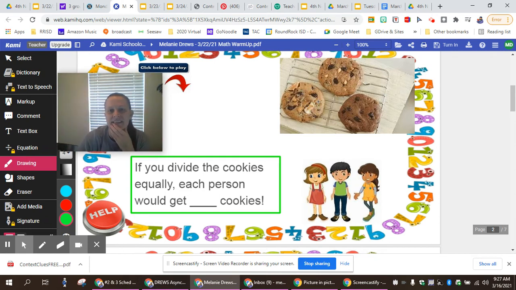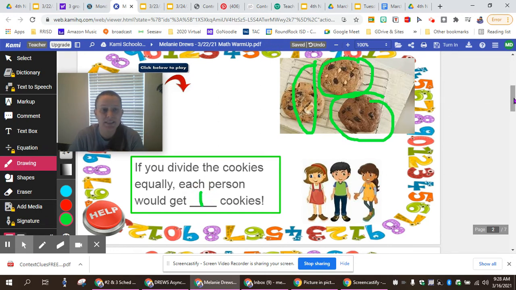So if I look at this and I'm trying to divide into equal groups, could I divide it 2 cookies in 1? No, that's not going to be equal groups. But if I did, this is a group. Not a very good drawing, that's okay. This is a group. And this is a group. Would they all get 1? Yeah, get 1, get 1, get 1. So if you divide the cookies equally, each person would get one cookie.